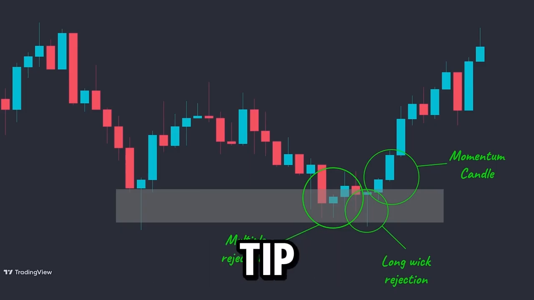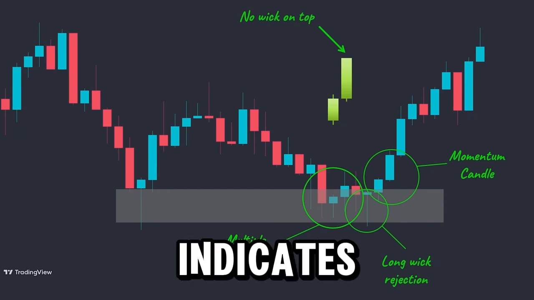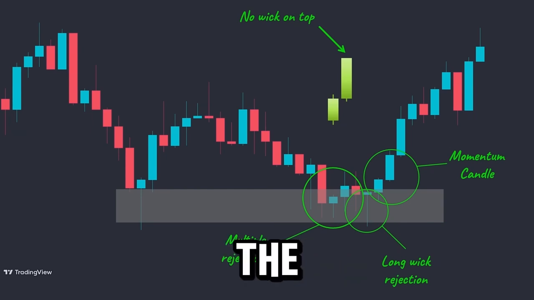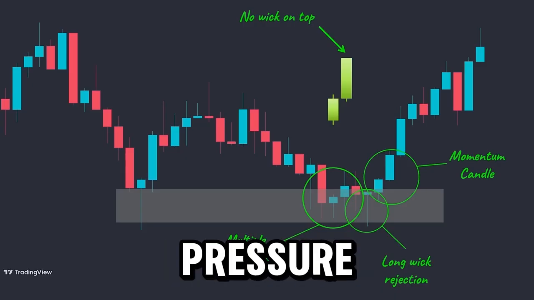Now here's a pro tip. In the bullish scenario, if the second candle has no wick on top, it indicates that the buying pressure was present until the end of the candle, which is another sign that the price will continue pushing higher. The same thing for the bearish scenario. The absence of a wick at the bottom of the momentum candle signals massive selling pressure.